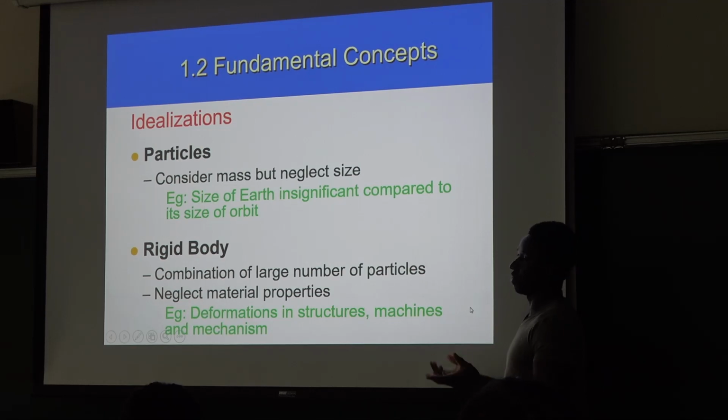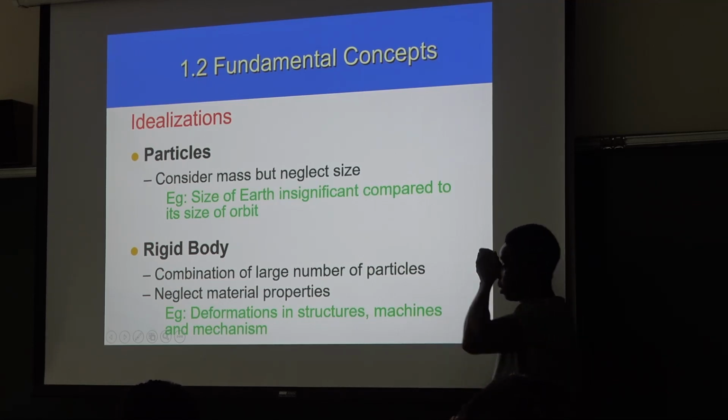For example, you say it's very big. Someone may ask, how big? So you need to have some sort of relative judgment. Okay, the size of the Earth is very big. Let's compare it to the size of the orbit. Then it's not big. So here we consider the mass, but we neglect the size because the size is too small.